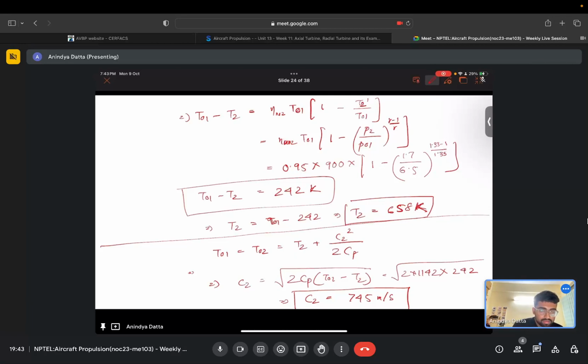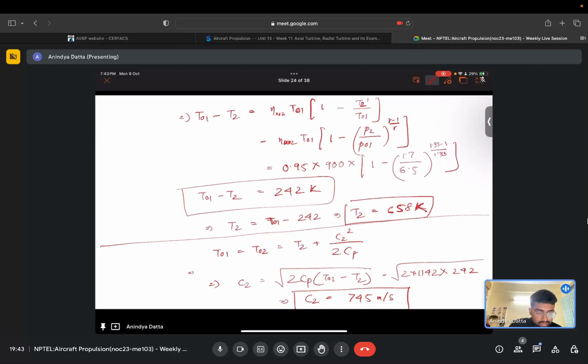Okay, so this we obtain. From the given nozzle isentropic efficiency, the pressure ratio across the nozzle and the inlet stagnation temperature, we can obtain the absolute velocity at the exit of the nozzle.